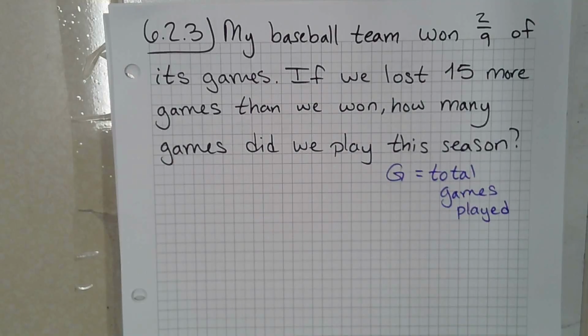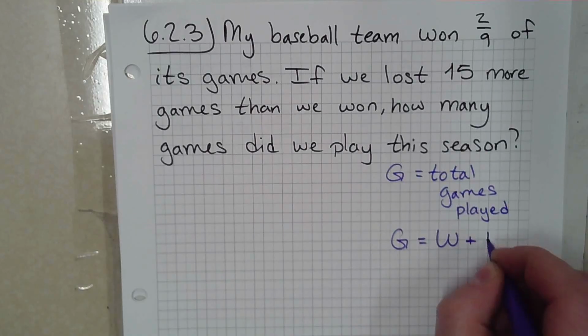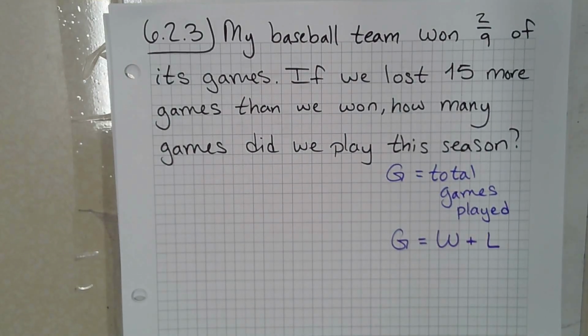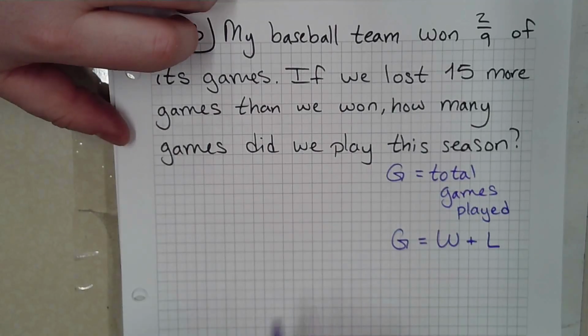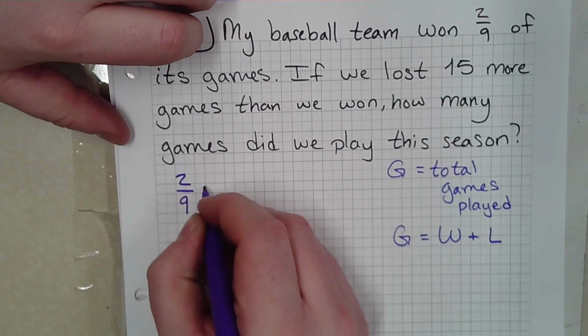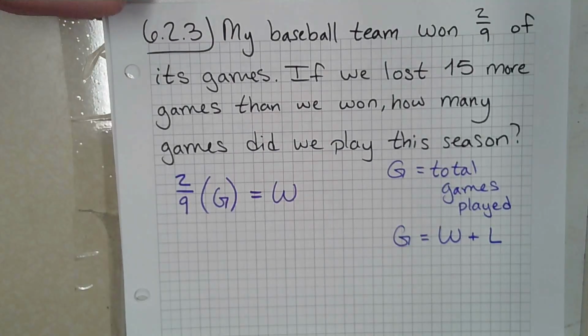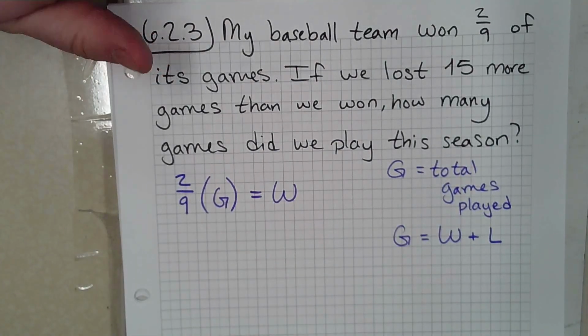Okay. Now, if G is the total amount of games, that means it's just our wins plus our losses. So that's helpful. We know we won 2/9 of the total games, right? So we know of means multiply. 2/9 of the total games are going to be our wins. So 2/9 of the total games is W.